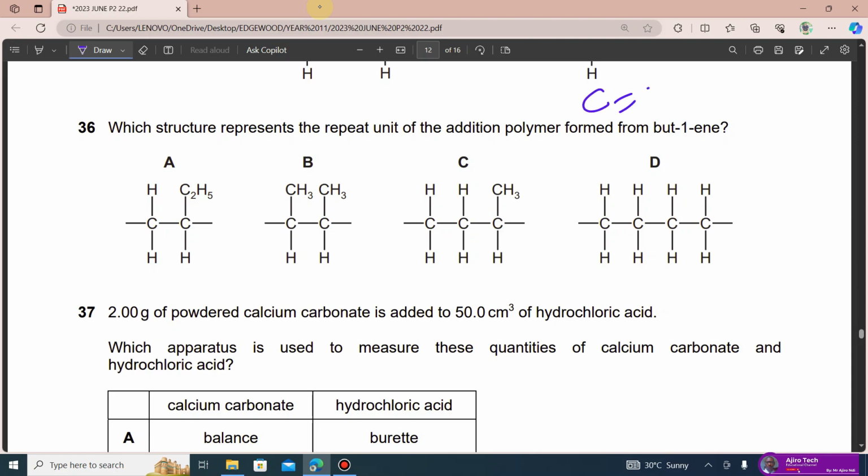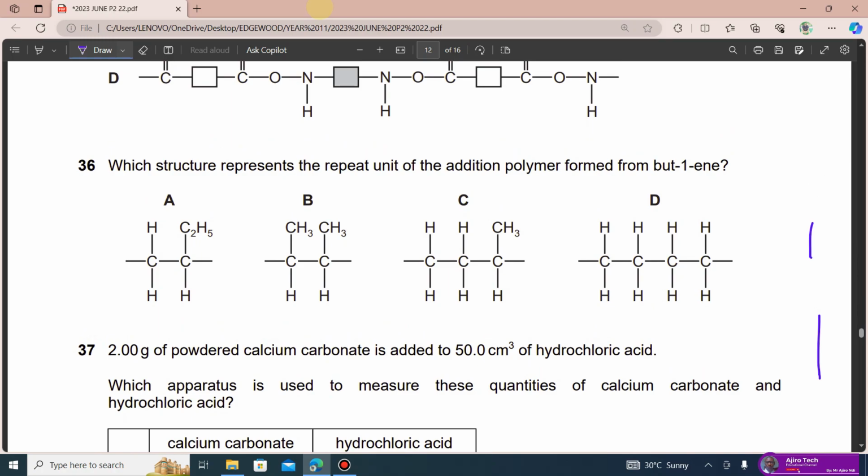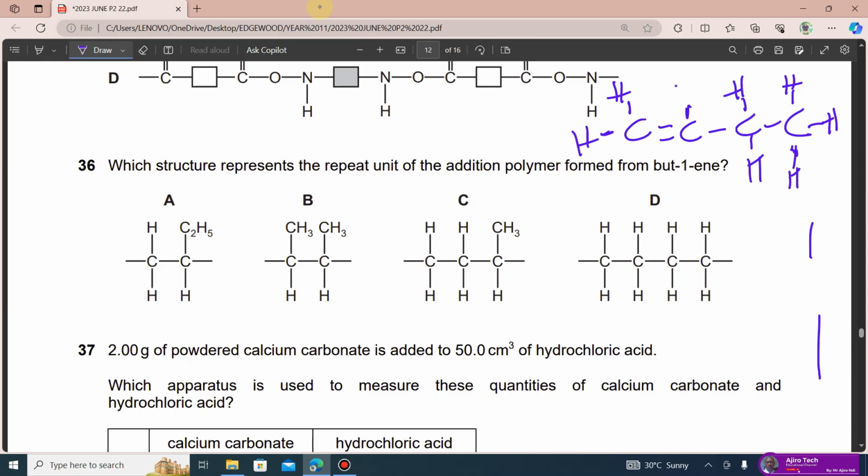So but-1-ene has 4 carbon atoms, so there are hydrogens here. Let's do this properly so that it's clear enough. Let's bring this down a bit. So this is but-1-ene, right? So there's hydrogen attached, hydrogen here, hydrogen equally here, and there are 2 hydrogens here. And there's just 1 hydrogen here.